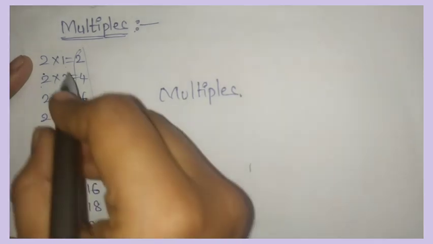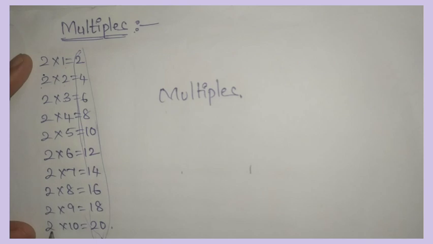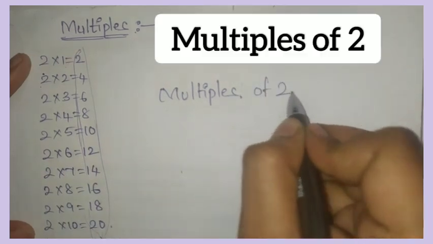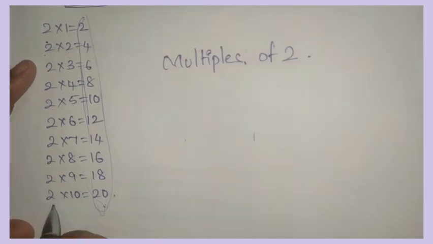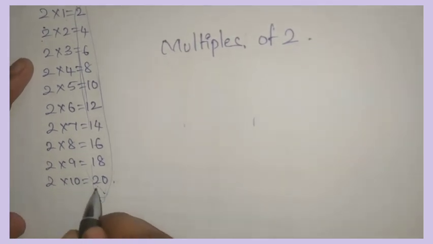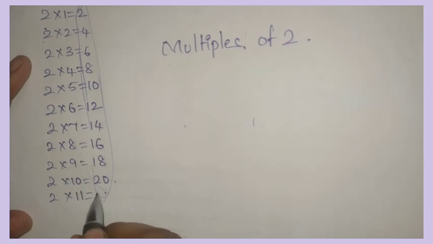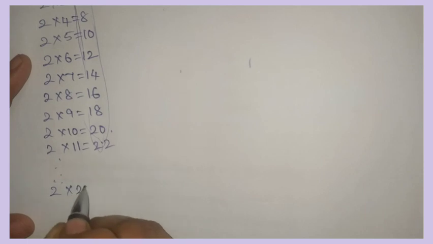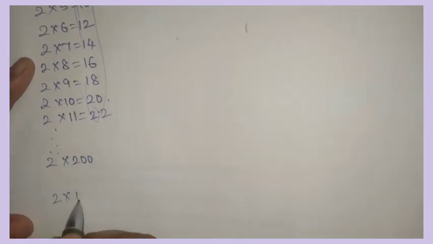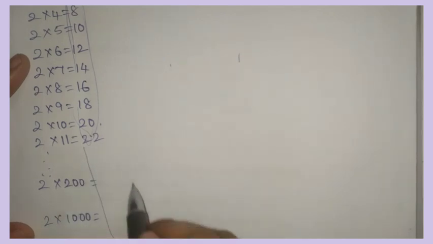And these are multiples of which table? Yes, these are multiples of the 2 table. So we will write multiples of 2. We know up to 2 tens are 20 only, but we can also multiply 2 with 11, and we can also multiply 2 into 200 or 2 into 1000. So these all are multiples of 2.